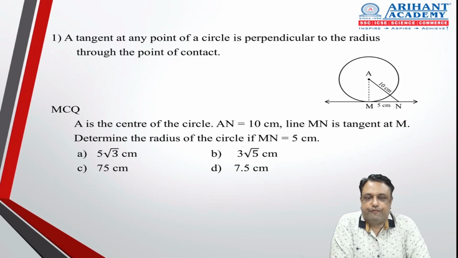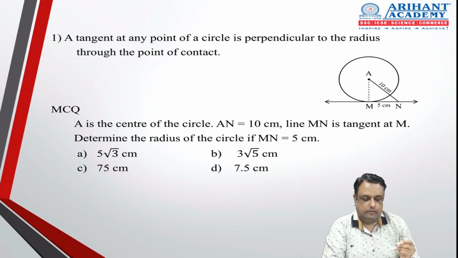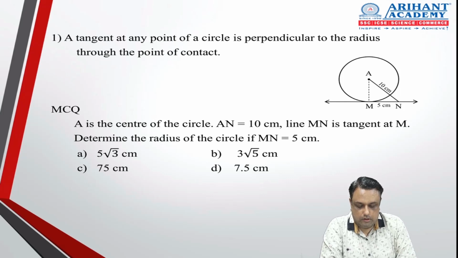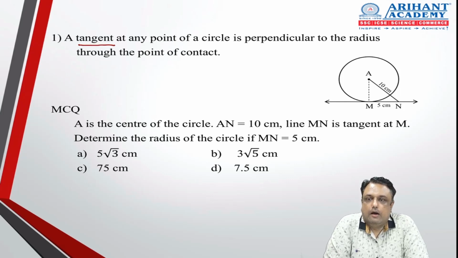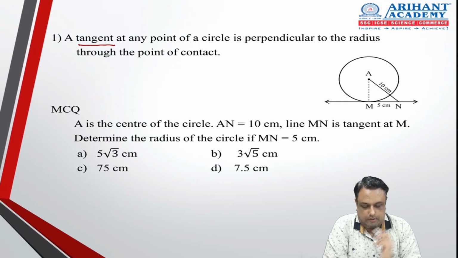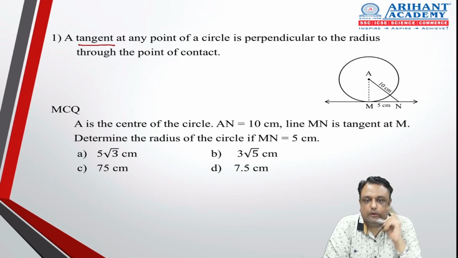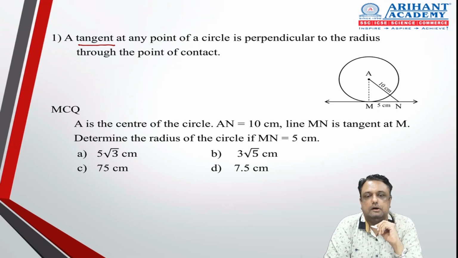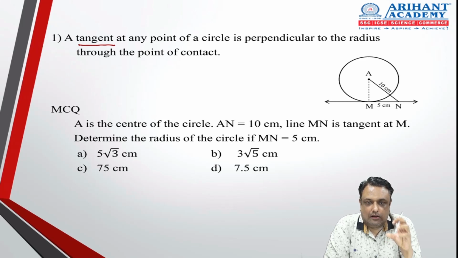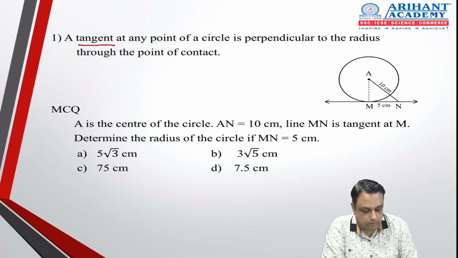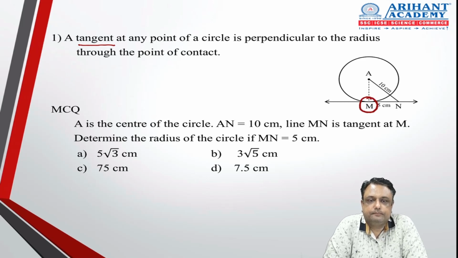So the first concept is about a tangent. A tangent at any point of a circle. So first of all, what is a tangent? It touches the circle in only one point. In other words, the circle and the tangent have only one point in common. Can you see this? The line MN is a tangent to the circle with center A, and both of them have only one point in common, that is point M.